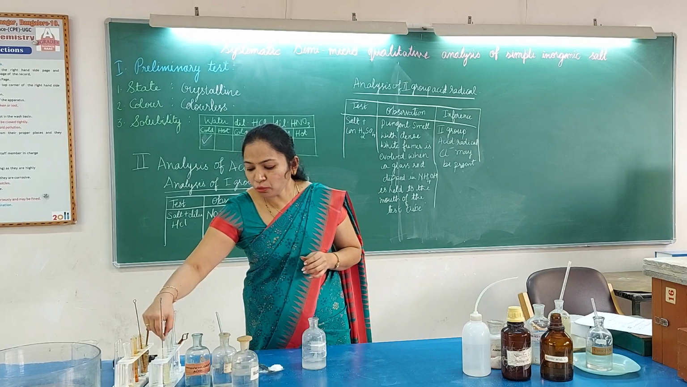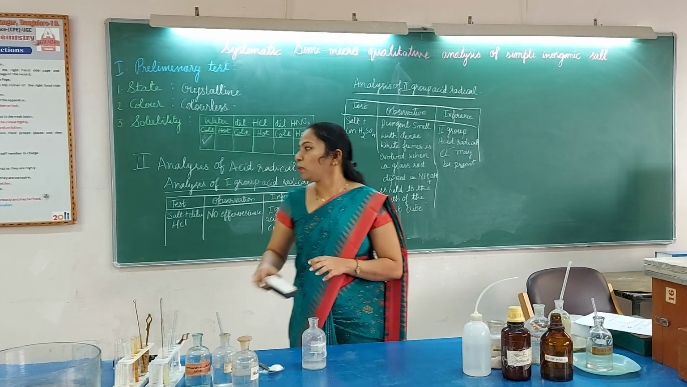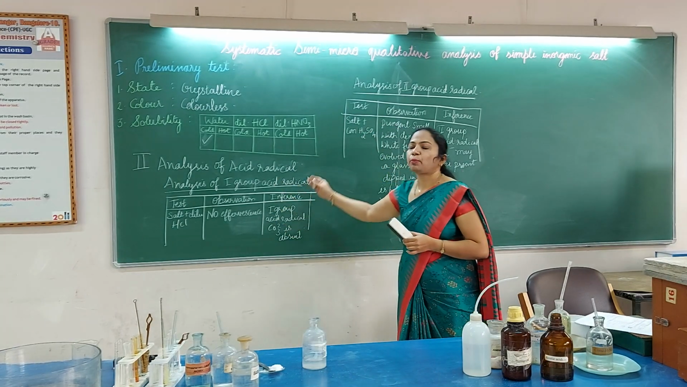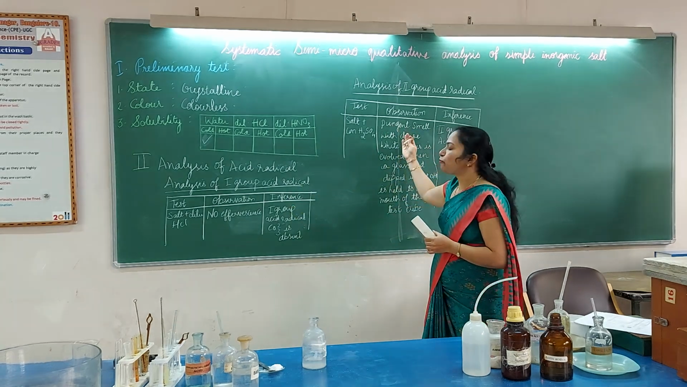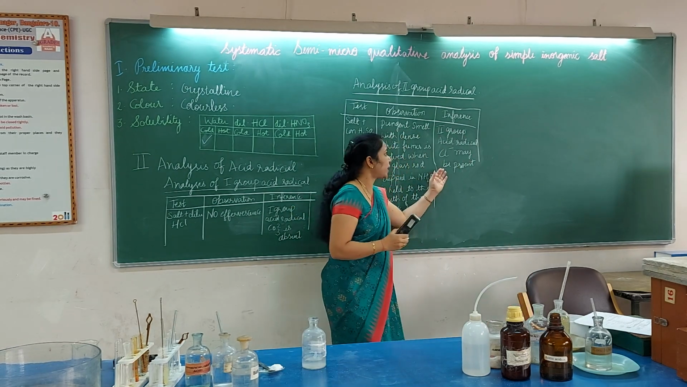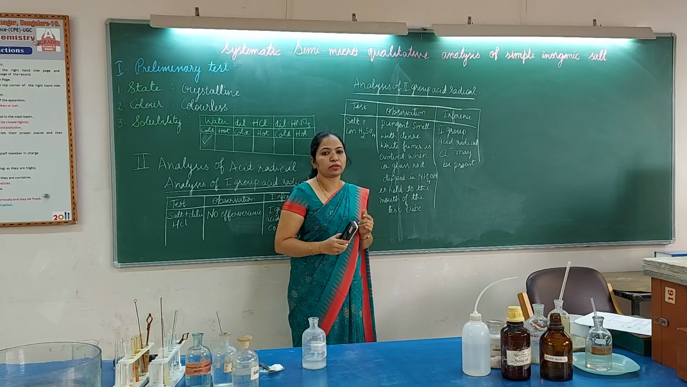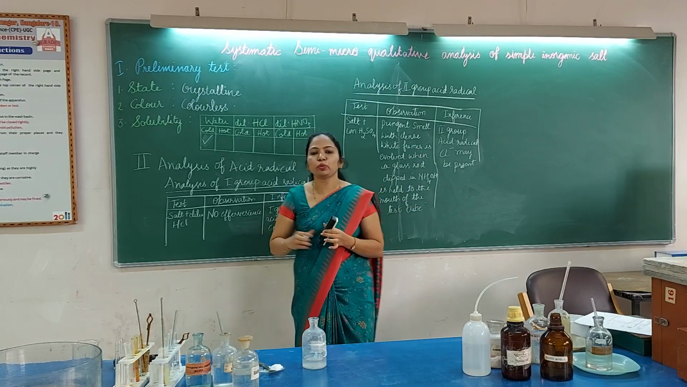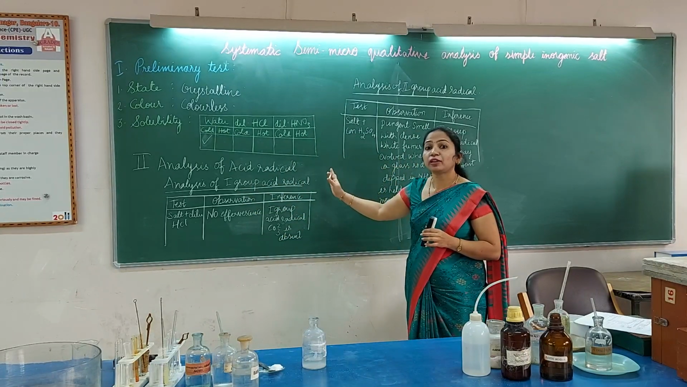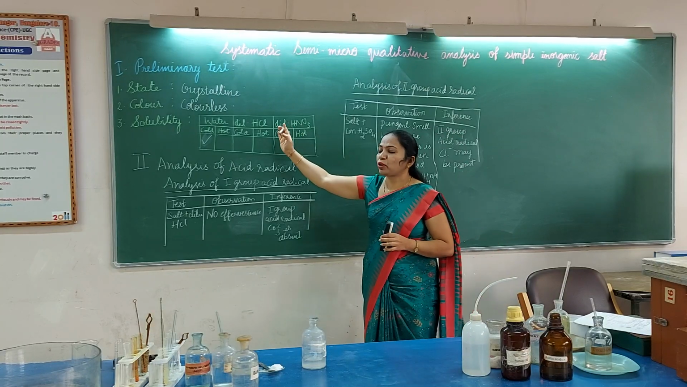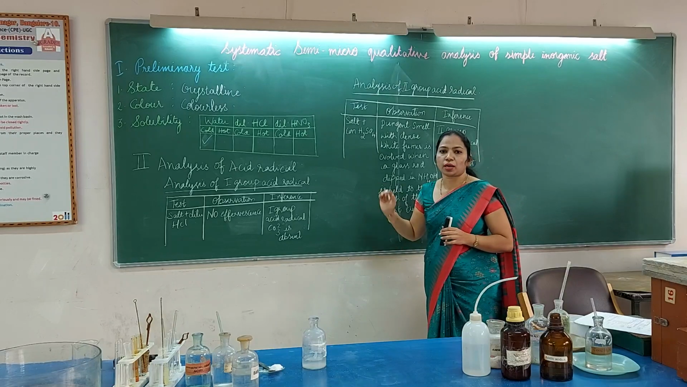Okay, so now how to write the confirmation test for chloride? You have already written the presence test. That is, first you have done the first group acid radical, then you have performed the second group acid radical. These are known as the presence test. This preliminary test is of 1 mark and this presence test is of 2 marks.